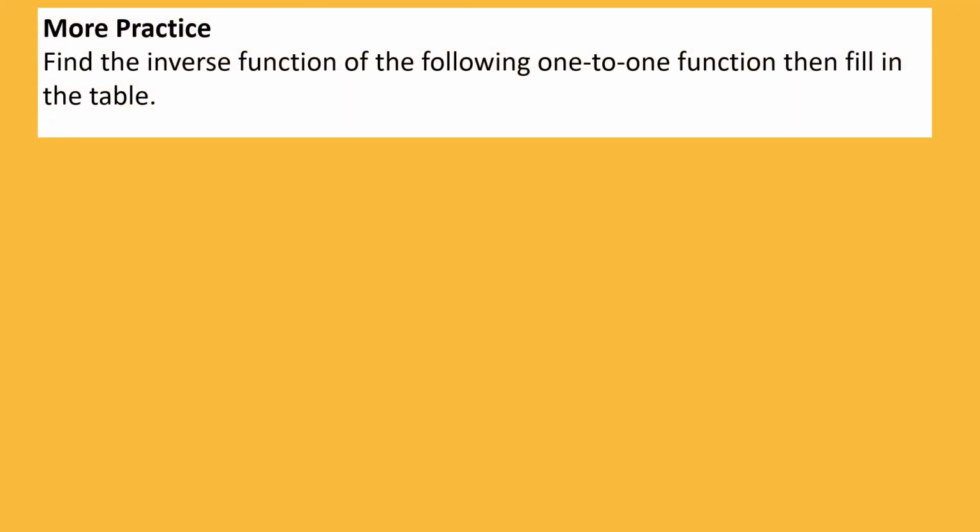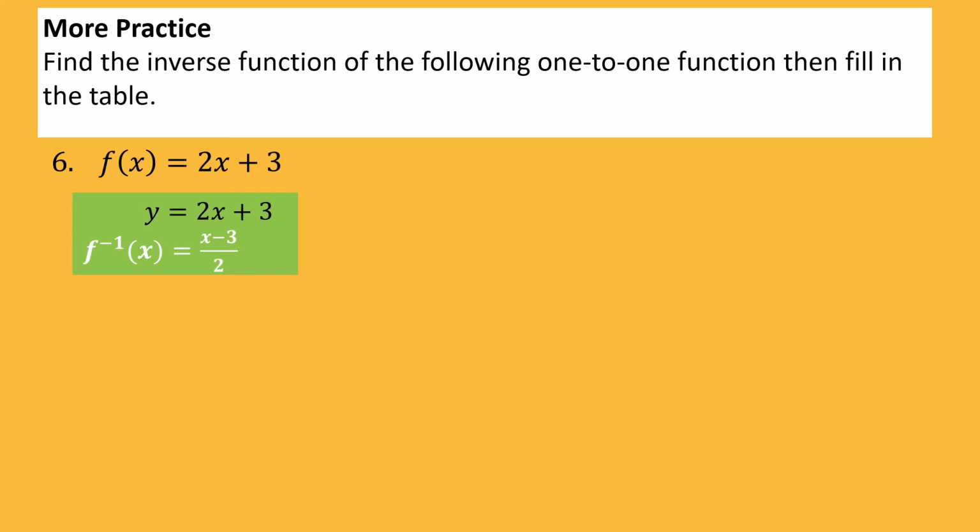Okay, kung naaalala pa po ninyo kung paano mag-rewrite ng inverse function galing doon sa original function, eto po, gawin ulit natin. So, sabi nga, f of x is equal to 2x plus 3. And then, we are going to change f of x by y. That will become y is equal to 2x plus 3. And performing the steps, we will get f raised to the negative 1 of x is equal to x minus 3 all over 2.